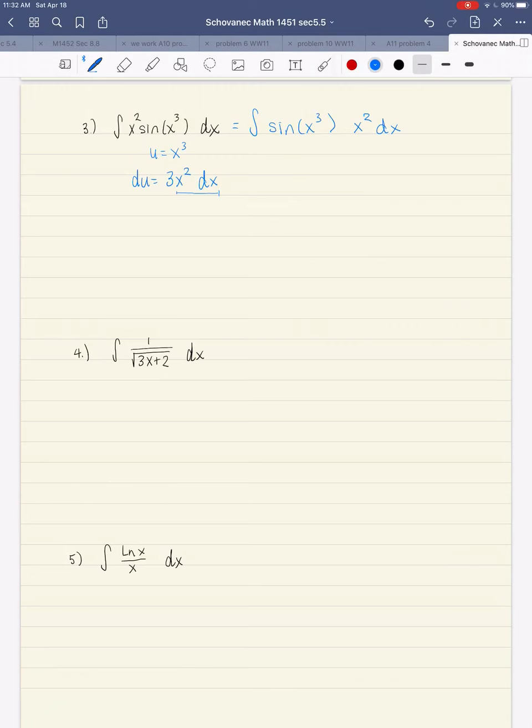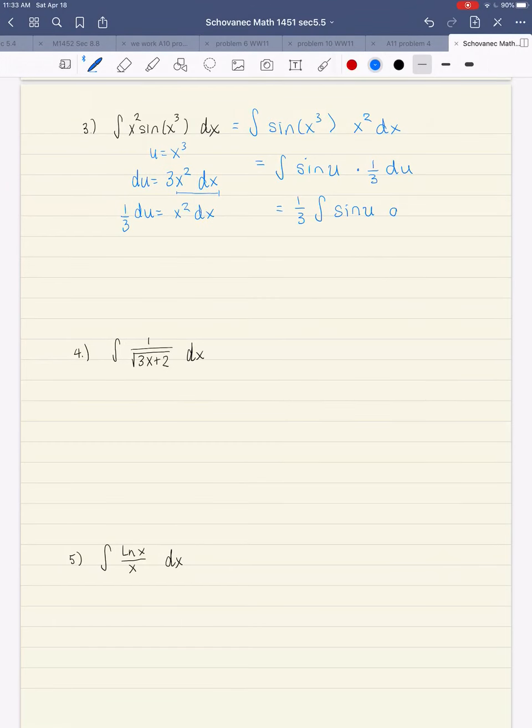Well, that's almost what I have out here. I've just got the additional 3. Let's get the 3 out of there by dividing both sides by 3. And there we have x squared dx is 1/3 of du. So let's make the du substitution. X cubed is coming out, and u is going in. X squared dx comes out, and 1/3 du goes in.